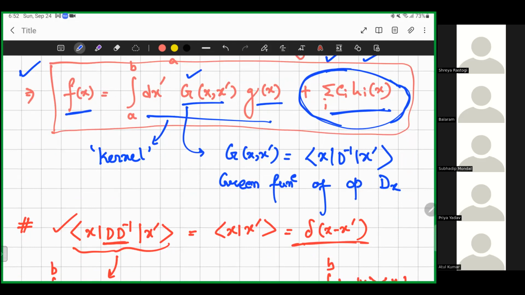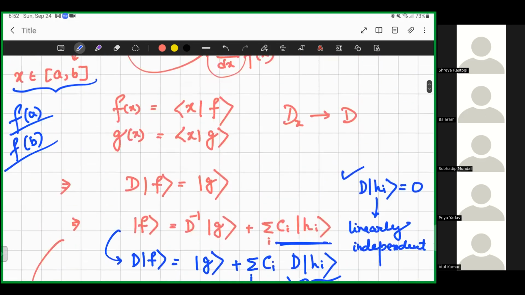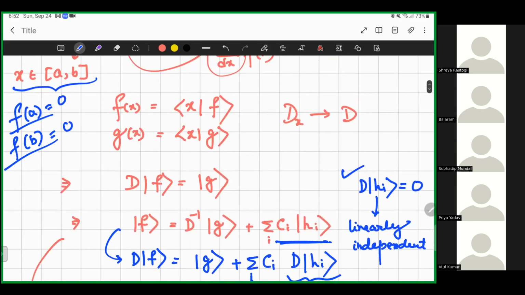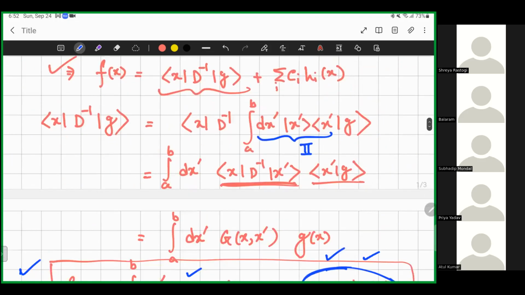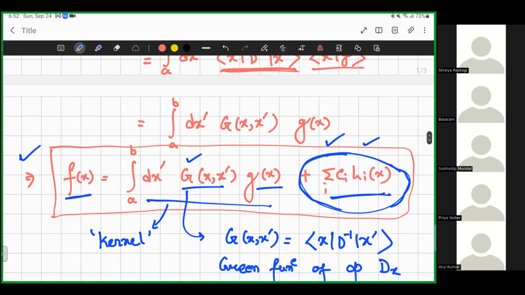We'll see the simplest example of a homogeneous equation later. In that case, we can show that this part will not be 0, because there is a boundary condition. Essentially, if we put f equal to 0 on both boundaries, this function vanishes. In that case, this part will also be 0. Okay, that we can evaluate.